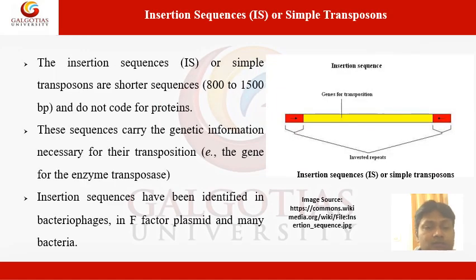Now the simple transposon or the insertion sequences. As you see in the diagram, in the middle part are the genes for the transpositions, and the terminal ends of this segment are inverted repeat sequences. The whole structure is the simple transposon. The insertion sequences or simple transposons are shorter sequences, about 800 to 1500 base pairs long, but do not code for proteins.